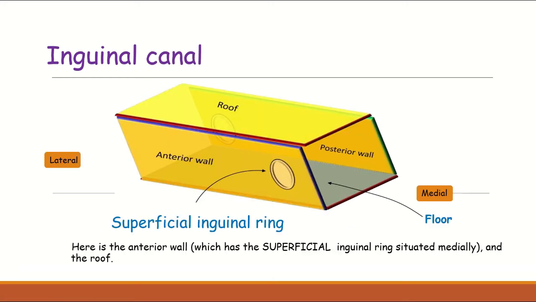In this next diagram, all four walls of the box are intact. This is the anterior wall, the roof, the posterior wall, and of course the floor. Here you can see this anterior wall has another opening, and this opening in the anterior wall is called the superficial inguinal ring. So you can very clearly see the superficial inguinal ring is present in the anterior wall, whereas the deep inguinal ring was present in the posterior wall.